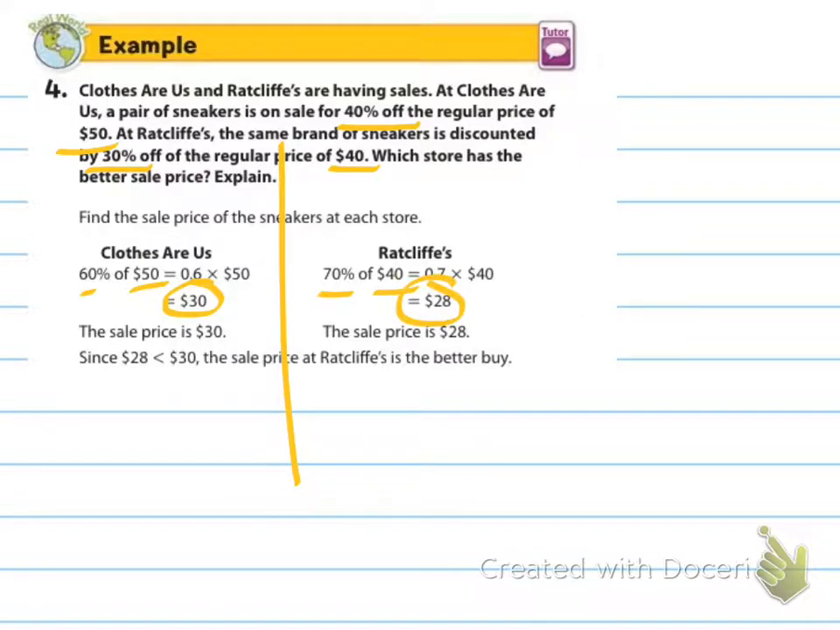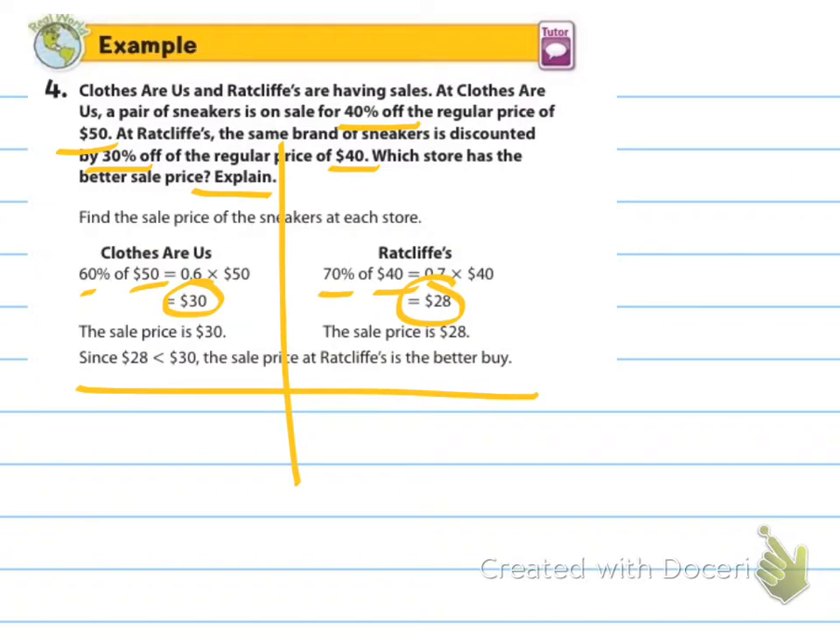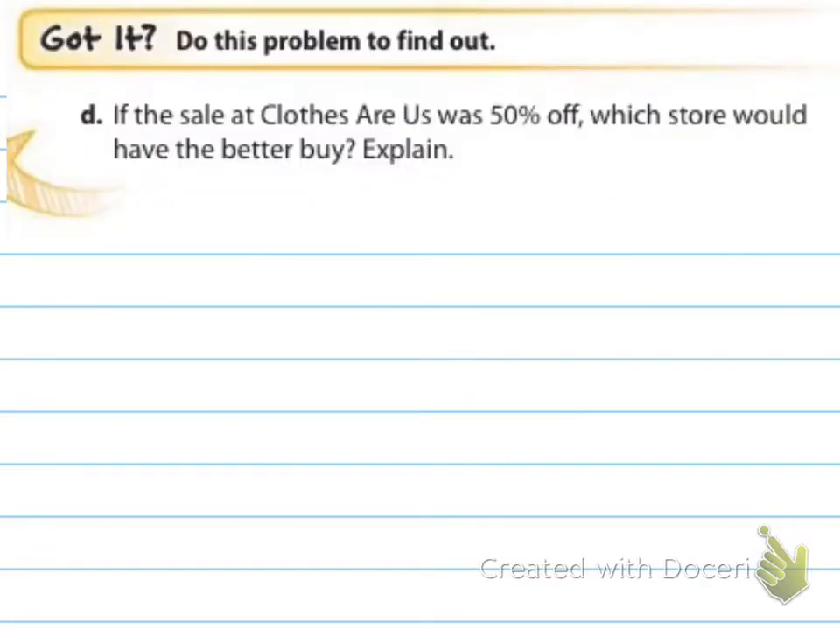So obviously, since $28 is less than $30, the sale price at Ratcliffe's is the better buy. So Ratcliffe's is the way to go. If it says explain, the reason is because $28 is less than $30. The sale at Ratcliffe's is a better buy. You're going to do D on your own. It says if the sale at Clothes R Us was 50% off, which store would have the better buy? So now you're going to take the same numbers that we used for the $50 sneakers and the $40 sneakers, and instead say it's a 50% off sale at Clothes R Us. Which is the better buy? Go ahead and do the work.